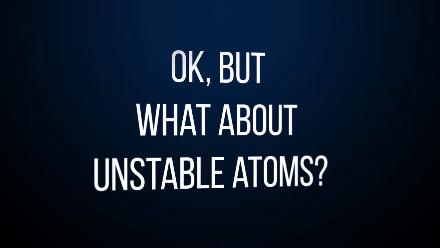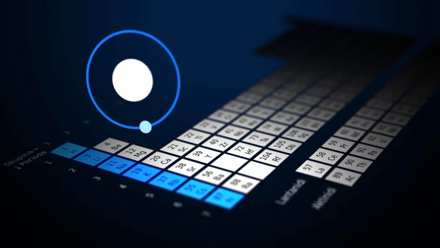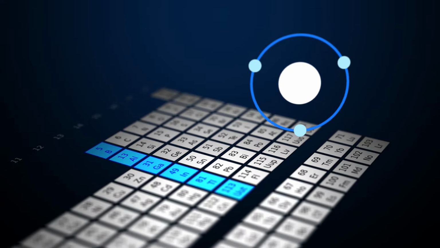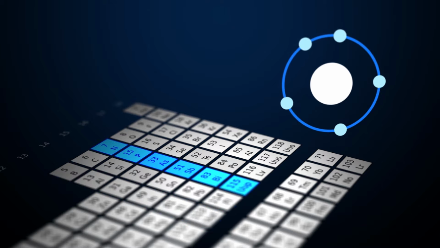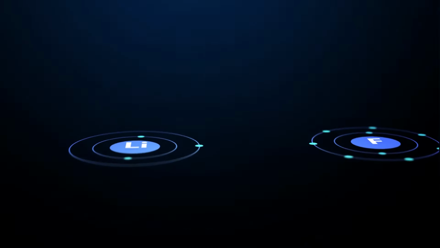Okay, but what about unstable atoms? Elements from the first, second, and third group of the periodic table have few electrons in their outermost orbitals. By losing those electrons, they can achieve noble gas configuration. Similarly, nonmetals that have close to 8 electrons in their valence shells tend to accept electrons.